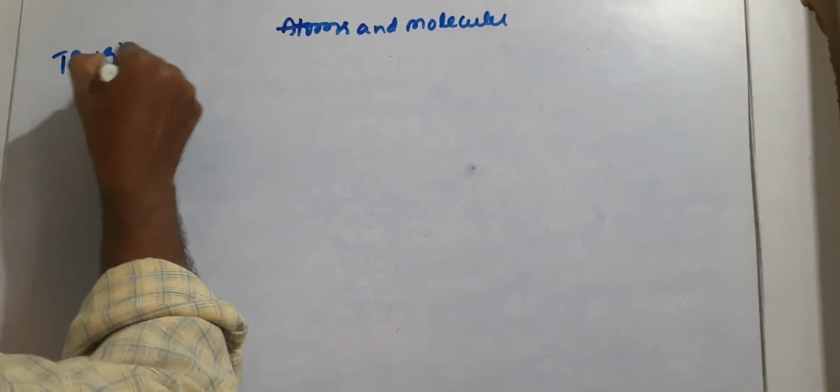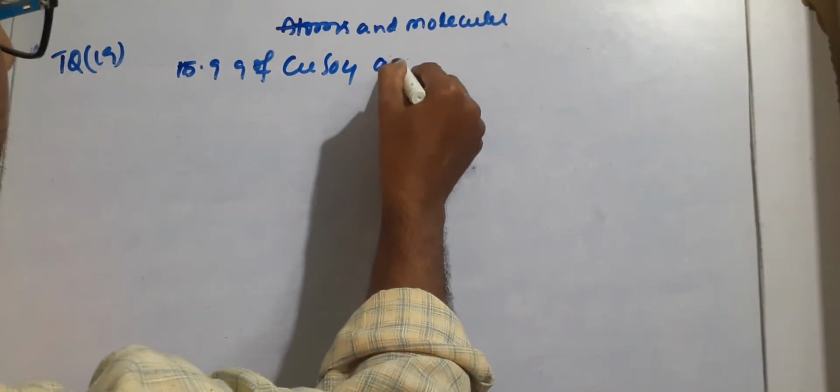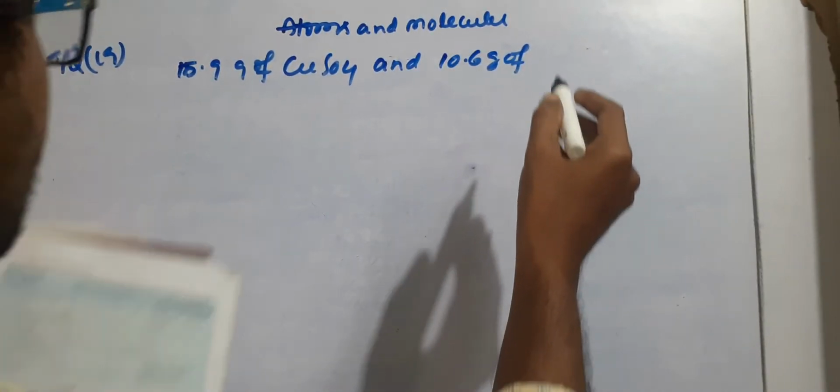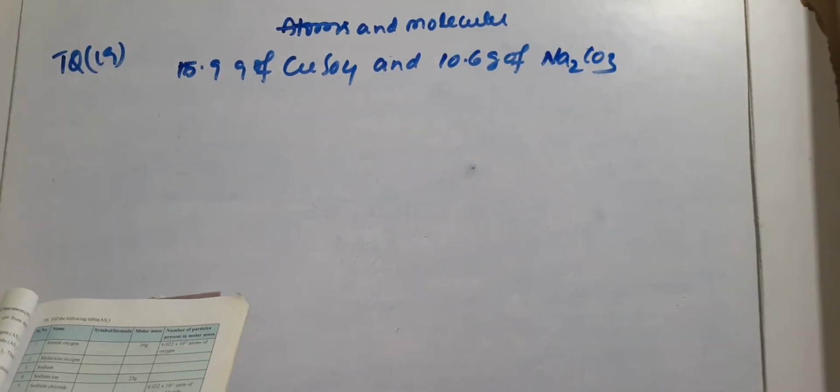What about the next problem? That is also a textual problem, textual problem number 19. 15.9 grams of copper sulfate and 10.6 grams of sodium carbonate, Na2CO3, are reacting.